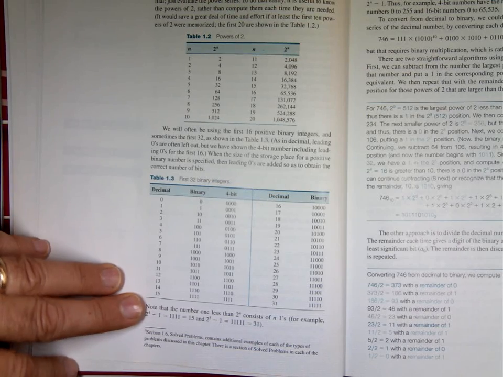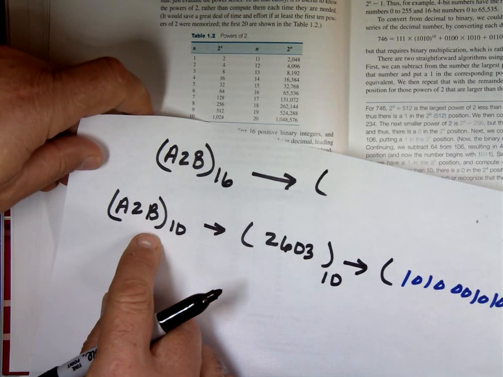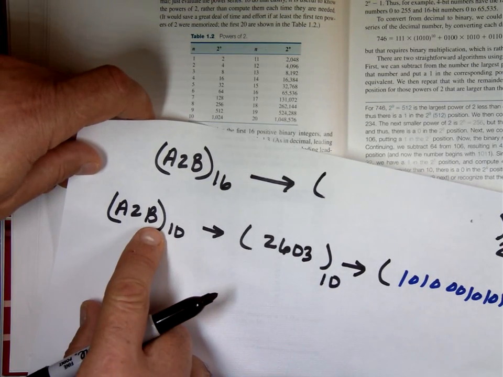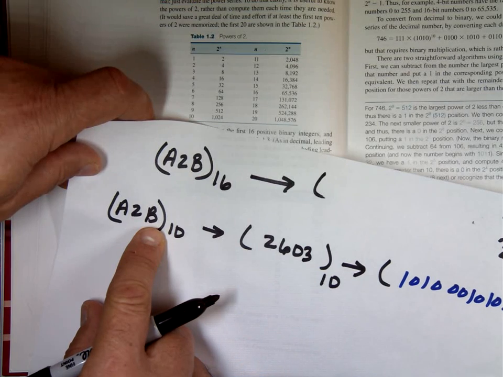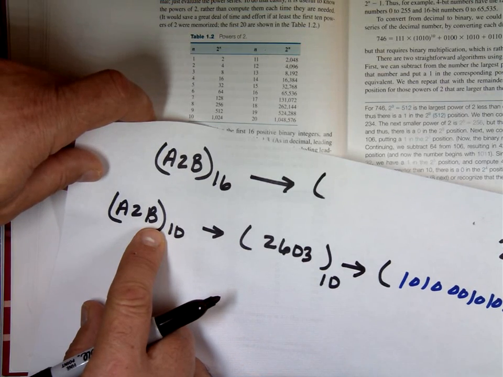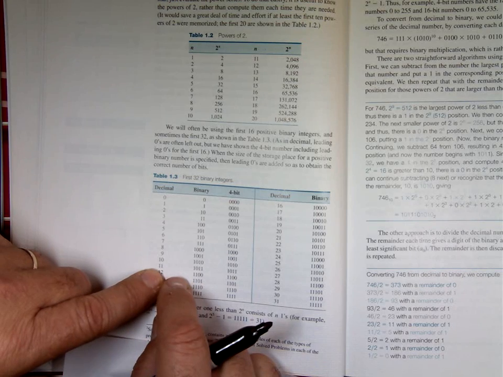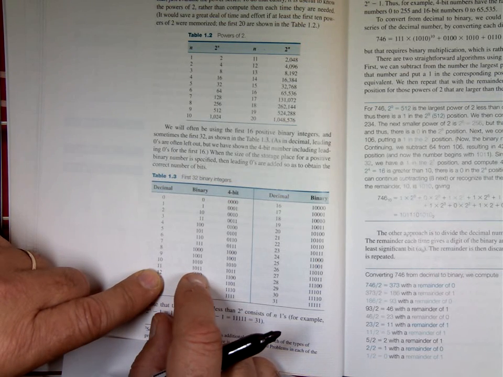From 16, I had 16. Let me go back to this one. 16 to base 2. Let's look at it. Let's start with the B. B is what? What number is that? 11? Let me look at 11 here. The chart says 11 in binary is what? 1, 0, 1, 1. Can you see it here on my screen?